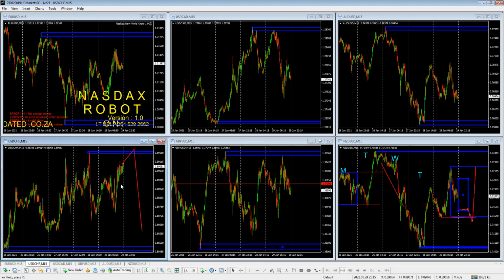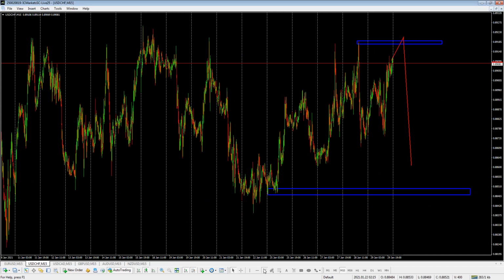USD CHF is a pair you want to roll your robot on for Monday, based on the pairs that we currently have for USD. Okay, because that's the pair that is the closest to the previous week's high. So this is where we want to be involved starting Monday. So what are we expecting here? What is it that the robot will be looking for?